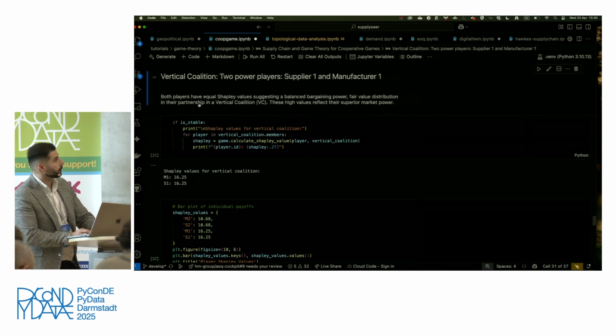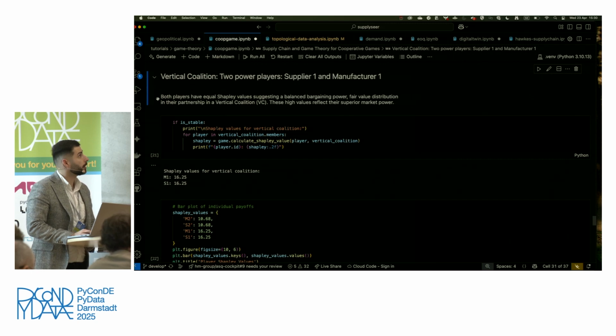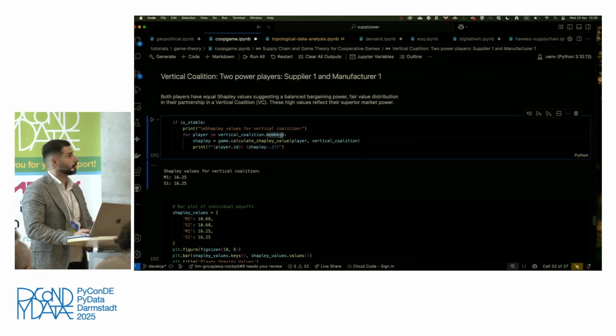All right, let's start with the vertical coalition. Let's give this the last one. Both players have equal Shapley values, meaning the power structure, suggesting a balanced bargaining power, fair value distribution in their partnership in a vertical coalition. Okay.